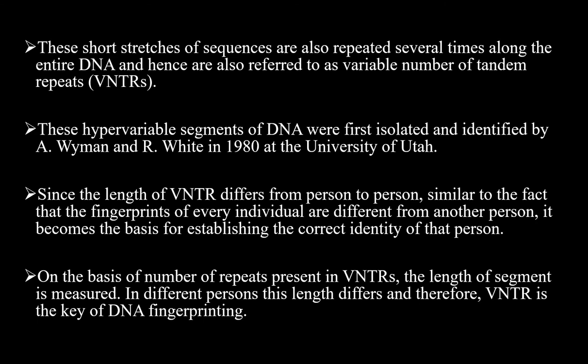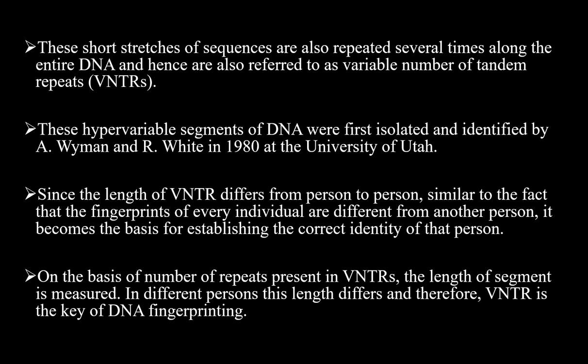Variable number of tandem repeats, that is VNTRs, means the short stretches of sequences of the DNA which repeat several times along the entire length of the DNA. These hypervariable sequences or segments of the DNA were first isolated and identified by White in 1918 at the University of Utah.